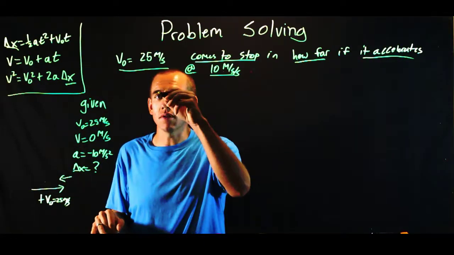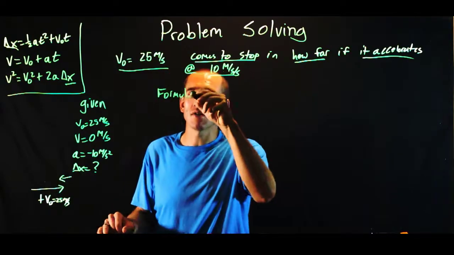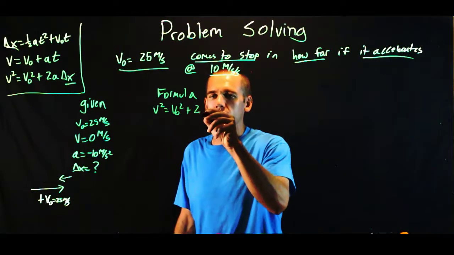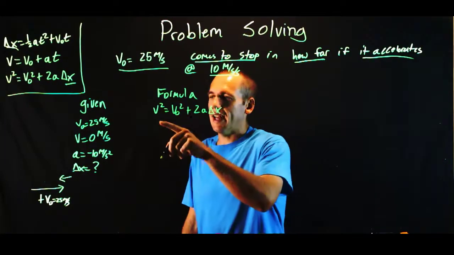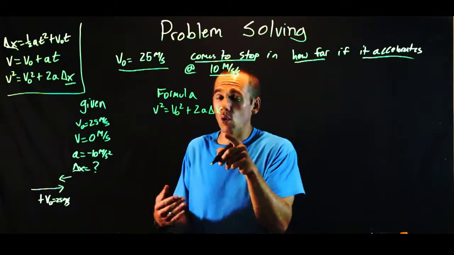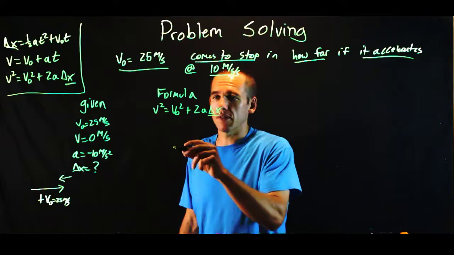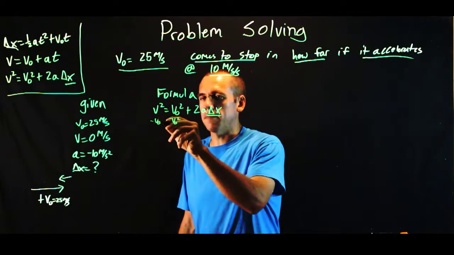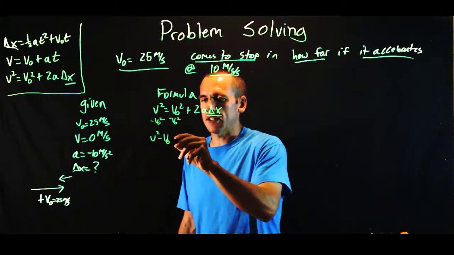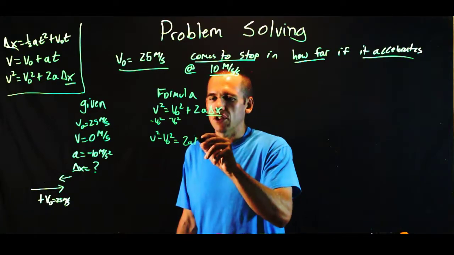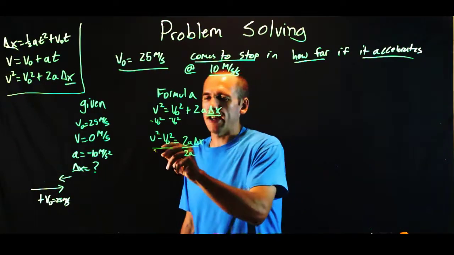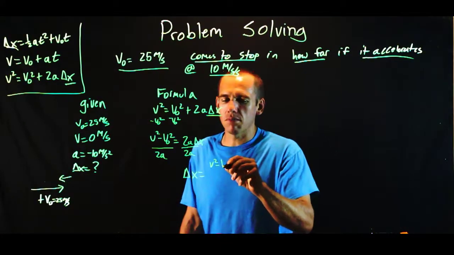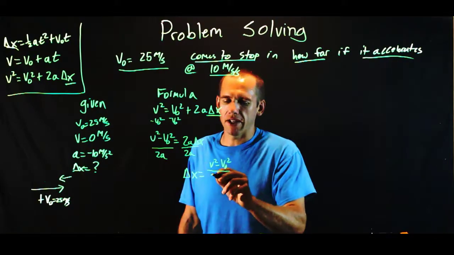So I'm going to write that equation. What formula am I using? So the formula I have is final velocity squared equals initial velocity squared plus twice the acceleration times the displacement. And now I can either put in the values or I can solve for displacement. I'm going to go ahead and solve for displacement. So that means I want to isolate that variable. So I'm going to subtract v naught squared from both sides and get v squared minus v naught squared equals twice the acceleration times the displacement. And now I can divide by 2a, divide by 2a, and I get a displacement is equal to final velocity squared minus initial velocity squared divided by twice the acceleration.